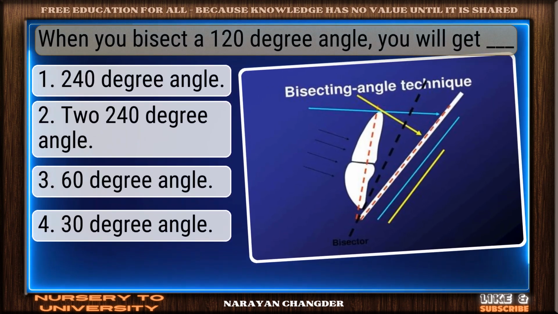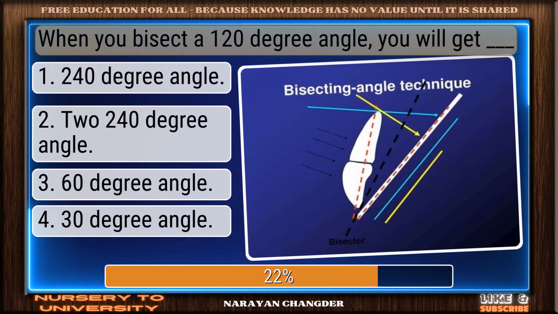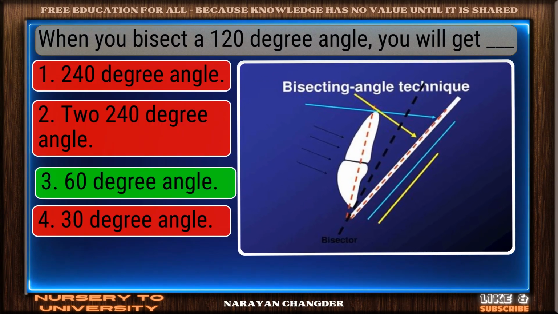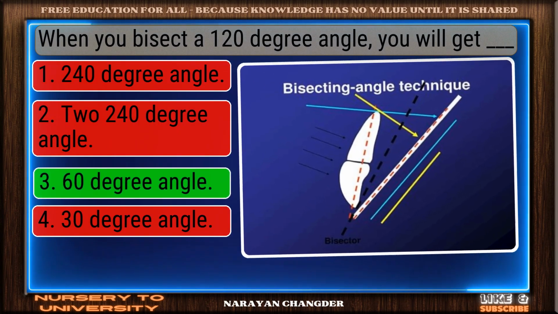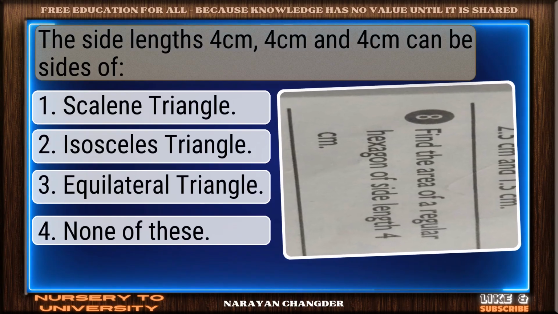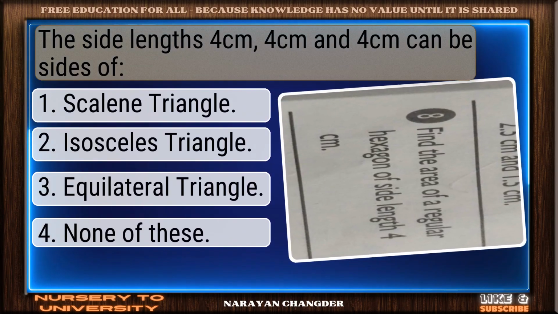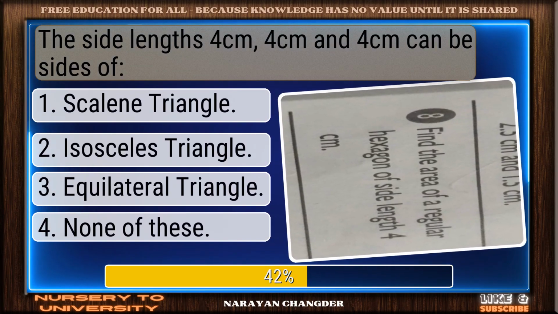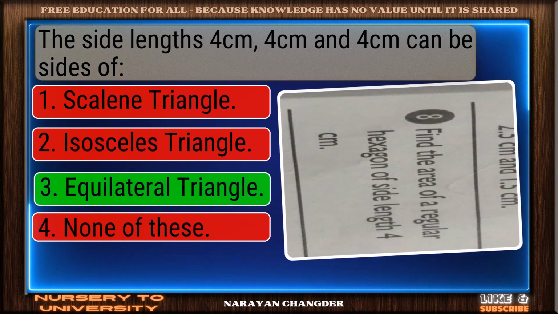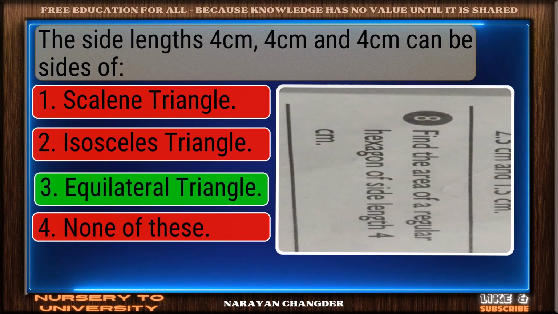Question number 52. When you bisect a 120-degree angle, you will get dash. Nicely done. 60-degree angle is a solid answer. Question number 53. The side lengths 4 cm, 4 cm, and 4 cm can be sides of dash. Smart move. Equilateral triangle is an accurate answer.